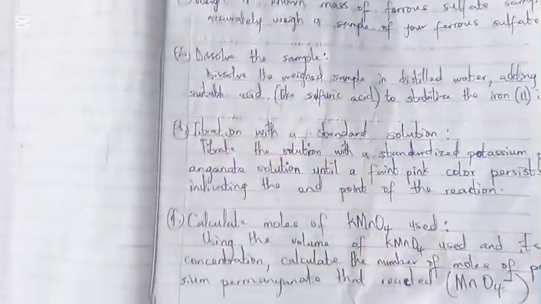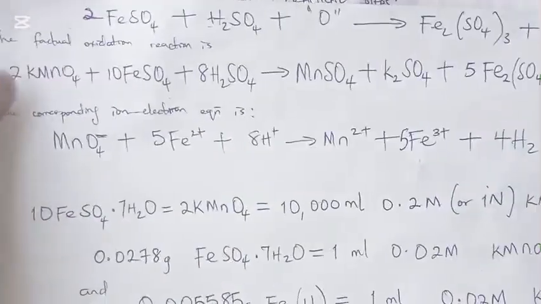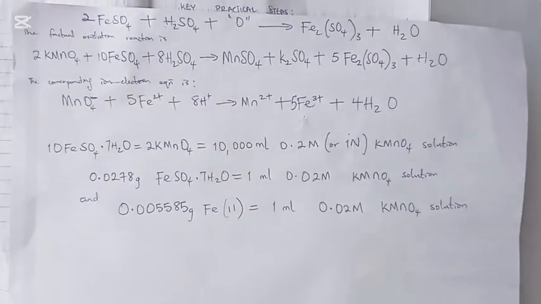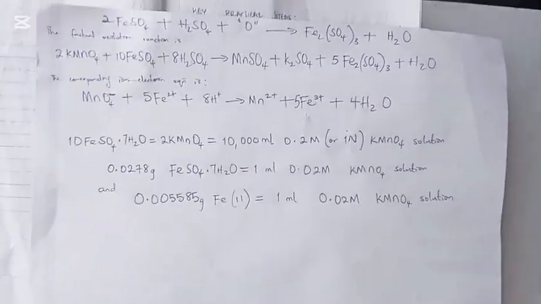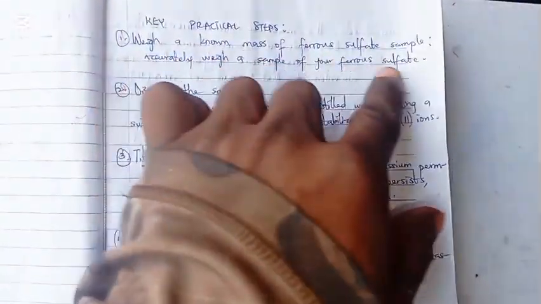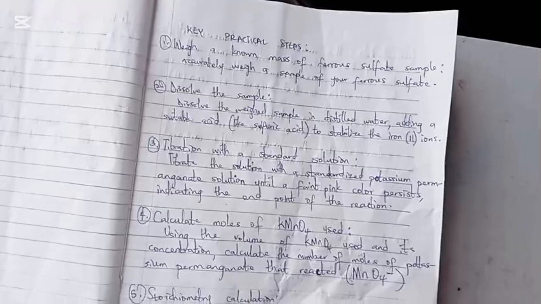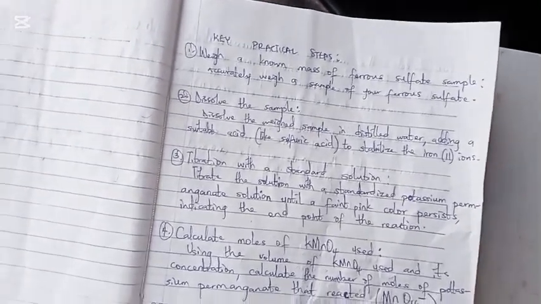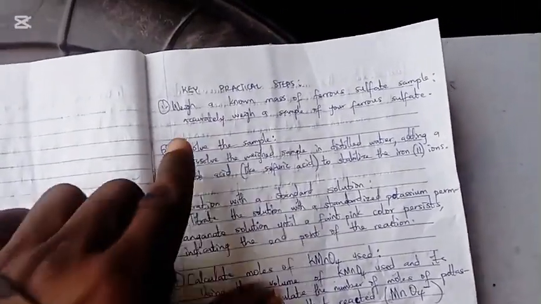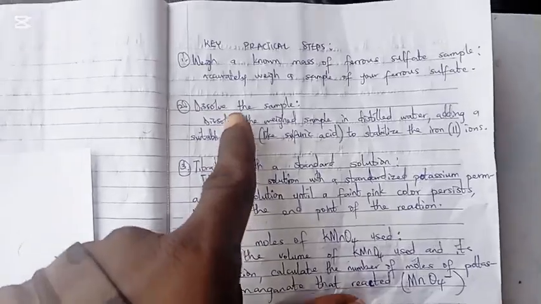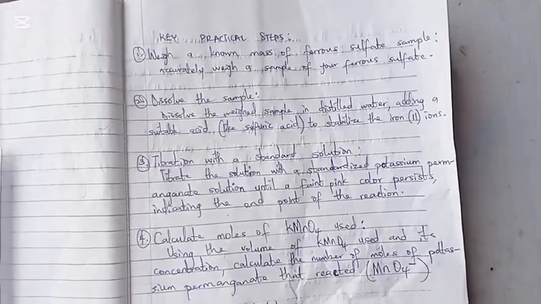Now if you want to do the practical properly, the key practical steps to take are first of all, remember this is the equation of the practical. So in order to do this practical well, I will outline these steps. I weigh a known mass of ferrous sulphate sample. In the question they've already given us everything, but in a situation where they did not give us the grams, we need to take note of all these things. So I have weighed a known mass of sulphate. Accurately weigh this. I'm doing the practical up to number 3. Dissolve, titrate. You are doing the practical.